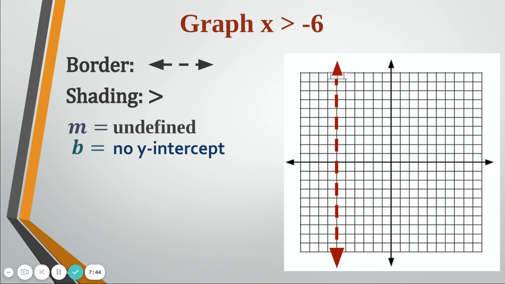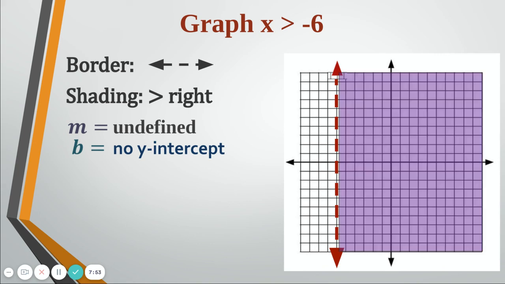Well, the numbers that are greater than -6 are all numbers on the number line to the right, which means I'm going to shade to the right. That would be the graph for x is greater than -6.